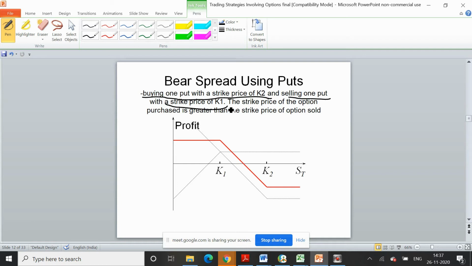If you look at this strategy like this, you will see that your profits are maximum when the spot price goes down below K1. But if the price goes upwards more than K2, then you will have losses. And in between, you will have a kind of average profit if the price lies between K1 and K2.